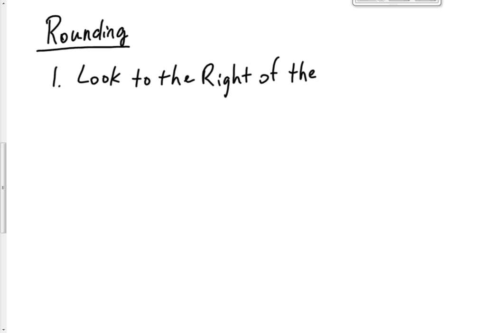Okay, so we just got done talking about counting significant figures. Now let's talk about rounding significant figures. There are a few rules that need to be followed. Rule number one, you're going to look to the right. Rounded.